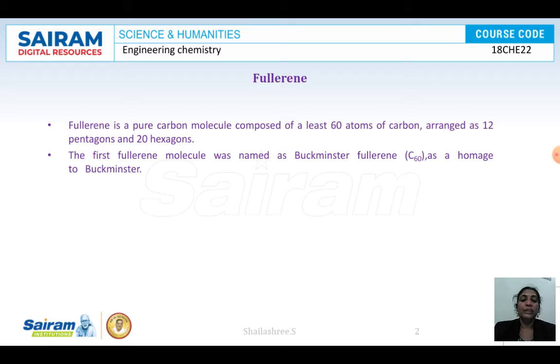Fullerene is a pure carbon molecule which is composed of a minimum of 60 carbon atoms, which may be arranged in the form of either 12 pentagons or 20 hexagons. The first fullerene molecule was named Buckminsterfullerene, as a homage to Buckminster.